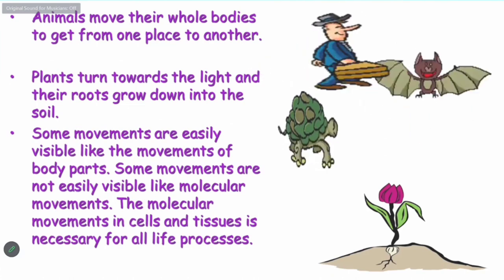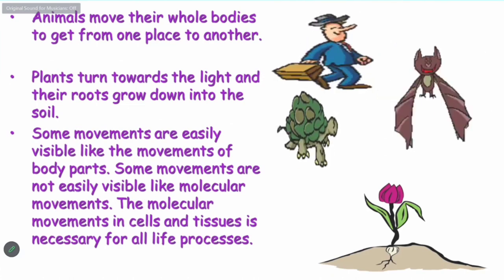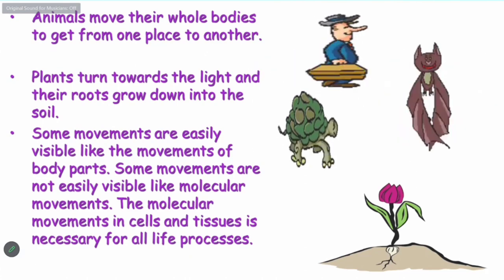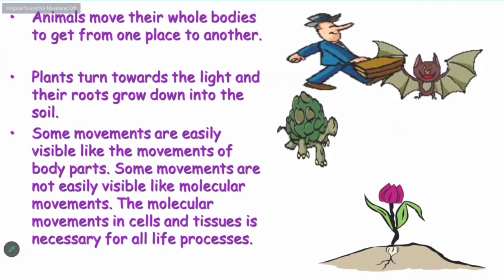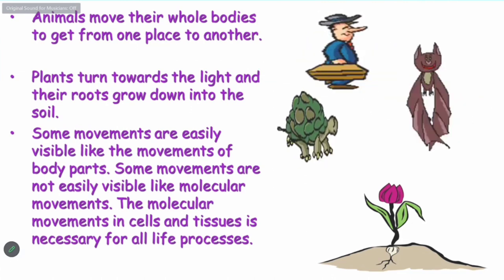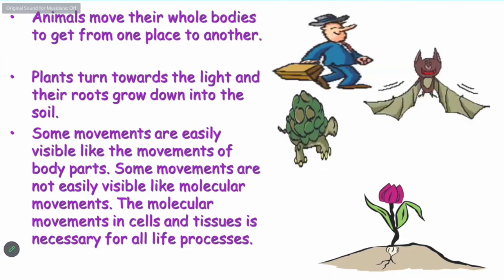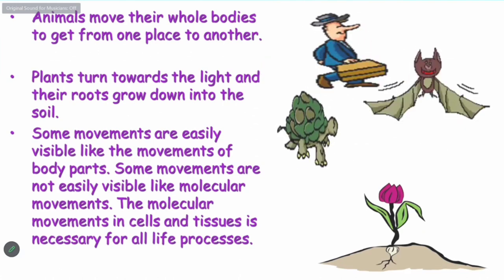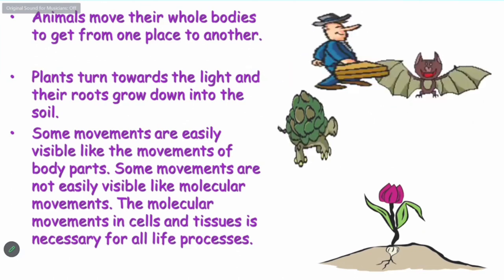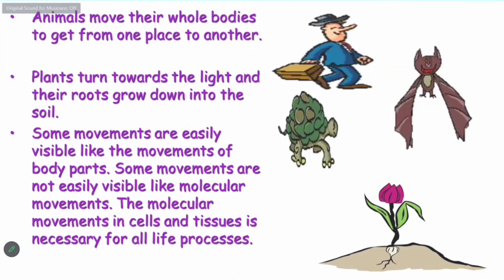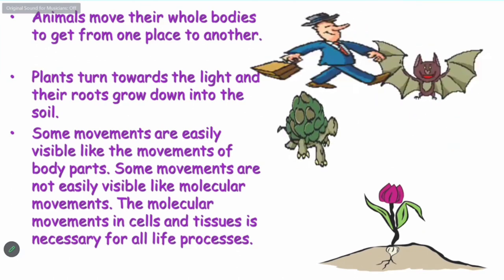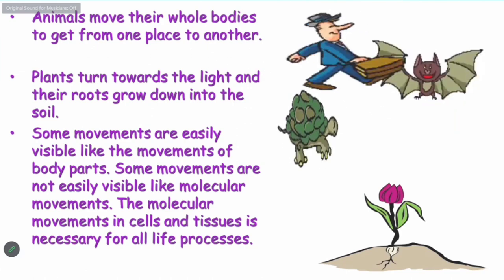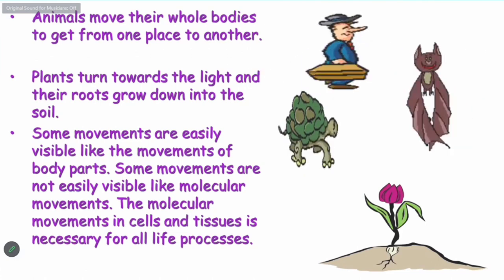So now it is clear that there are some movements which are easily visible, we people show various movements. So in the body movement, our different body parts move, as well as there are some movements which are not easily visible, like the molecular movement. The molecular movement is taking place inside the cell as well as in the tissue.